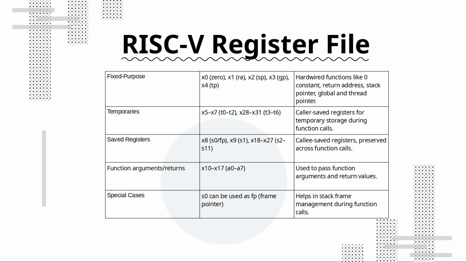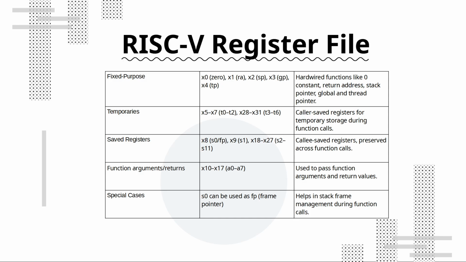So let's actually look at this RISC-V register file. The first group we're looking at is the fixed purpose group. These have hardwired functions. The registers in this group are X0, which has 0 as the hardwired function. It always returns a value of 0.